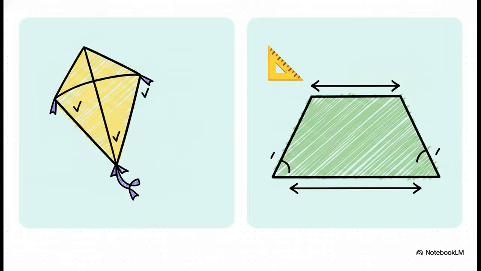Now, let's compare 2 highly unique shapes that totally break the standard parallelogram mold. Take the kite, for example. Instead of opposite sides being equal, a kite has 2 pairs of adjacent sides, meaning the sides right next to each other, that are congruent. Then contrast that with the isosceles trapezoid. It has its 1 pair of parallel sides, sure, but the slanted non-parallel sides, which we call the legs, are exactly the same length. Comparing their specific side lengths like this makes it so easy to see exactly what defines them.